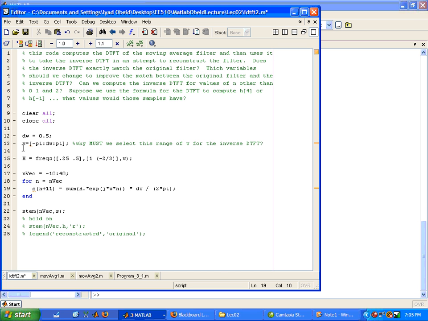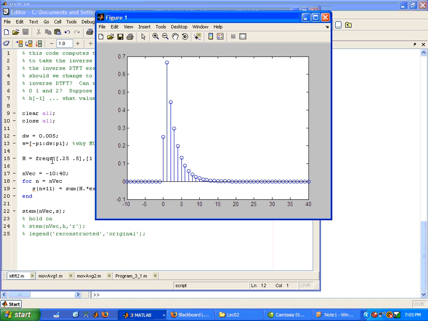And that's it. The formula stays exactly the same, right? I'm still using my summation of the integral. I would like, however, to improve on my value of d omega so I get a nice representation. And that should do the job. It's going to take a while to run. Okay, and there you have it.